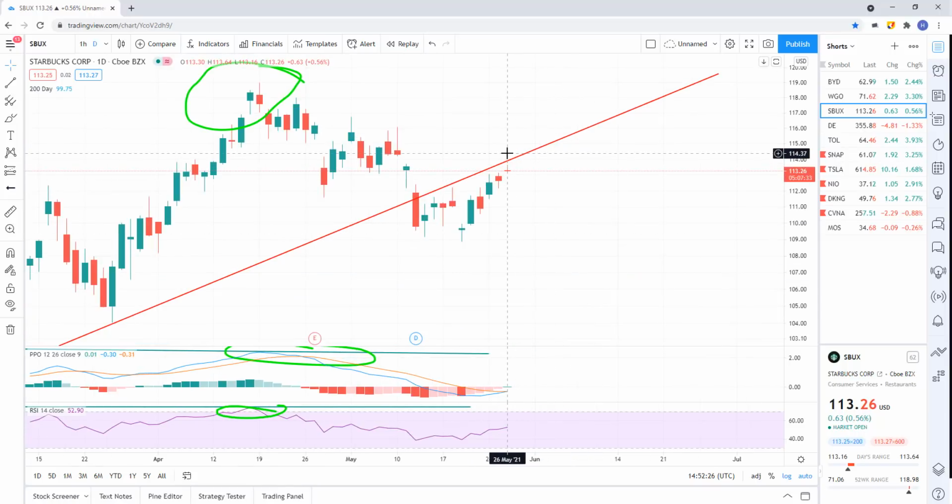They could recover the trend line. If they recover it and start to hold, then I'll stop out of this. Otherwise, I'm looking for it to reject right in this area. So looking for a rejection, looking for Starbucks to really start to sell down.